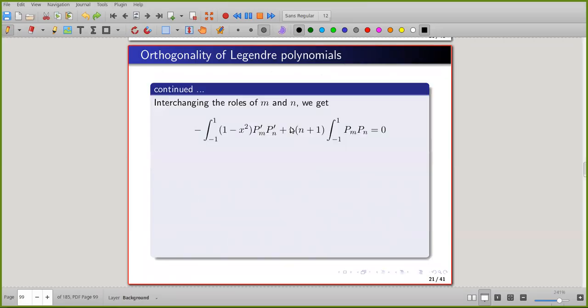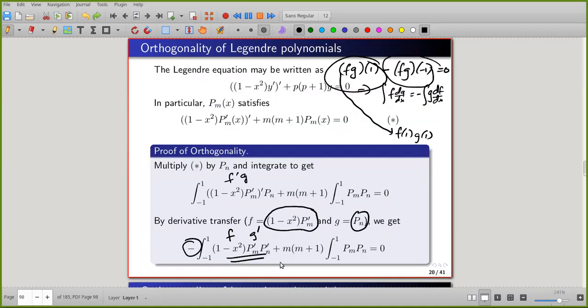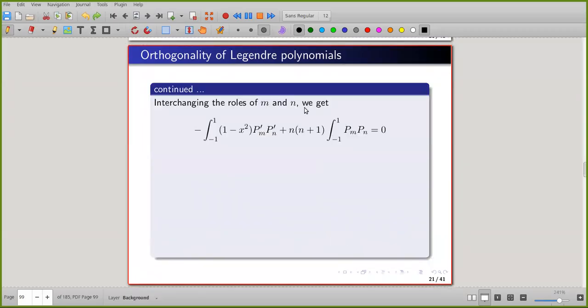So let's go ahead. Now we interchange the roles of m and n. So we got this equation, and this holds for any m and n. So we can replace the roles of m and n. Then we will get minus of the integral from minus 1 to 1 of 1 minus x squared pm dash pn dash, plus n into n plus 1 integral of this thing, is 0.